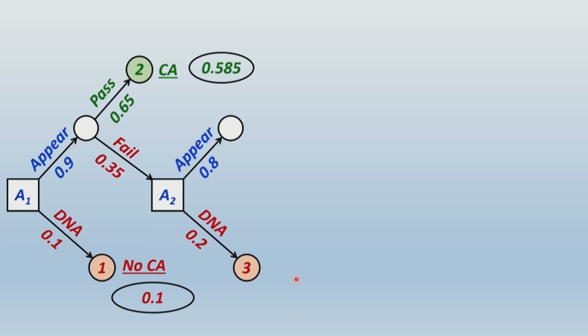Now how would you assess the joint probability of this particular outcome? It will be appear in the first, fail in the first, and then do not appear in the second. So this path, basically you have to follow the path. So appear, fail, and do not appear. So 0.9 into 0.35 into 0.2, that will give you the joint probability for this end outcome, where he is not qualified or he doesn't become a CA, and the probability of this particular path is 0.063. How did we obtain this?